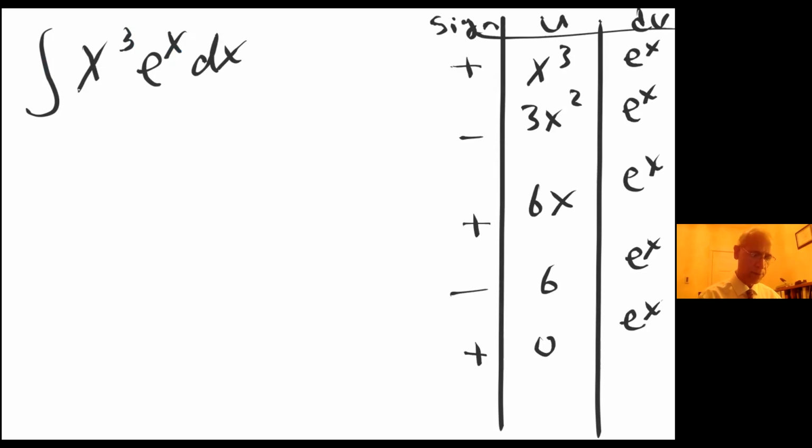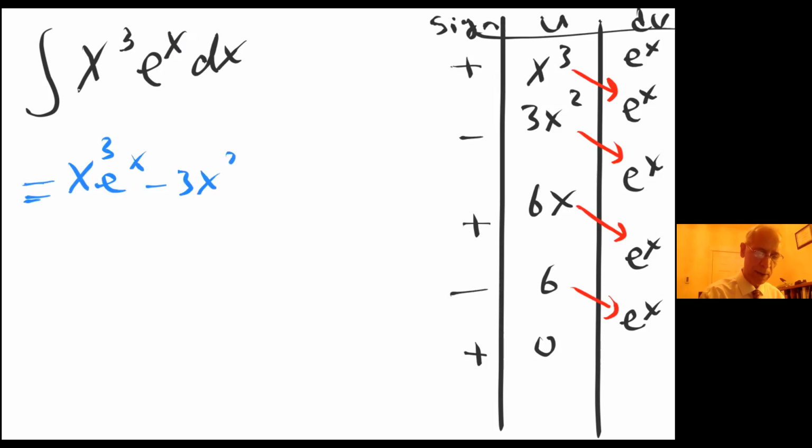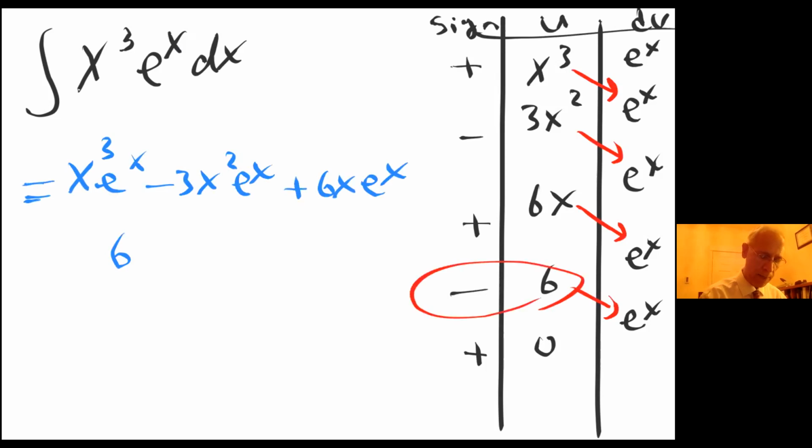So this equals, let me put my arrows, this goes to this, this goes to this, this goes to this, this goes to this. So this equals positive x cubed times e to the x, then minus 3x squared times e to the x, then plus 6x e to the x, then minus 6 e to the x plus c, as fast as that.